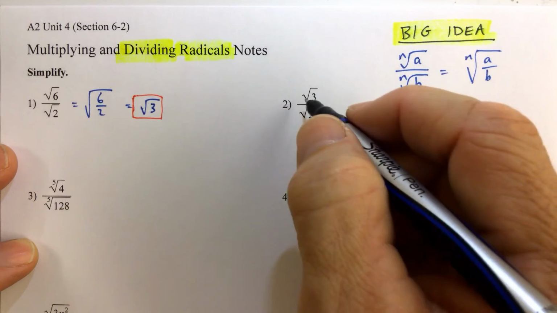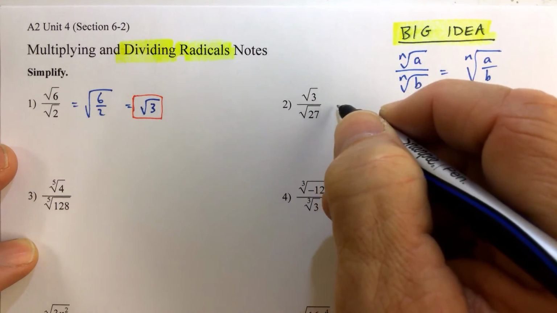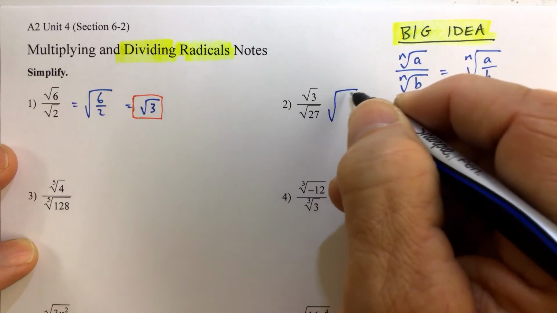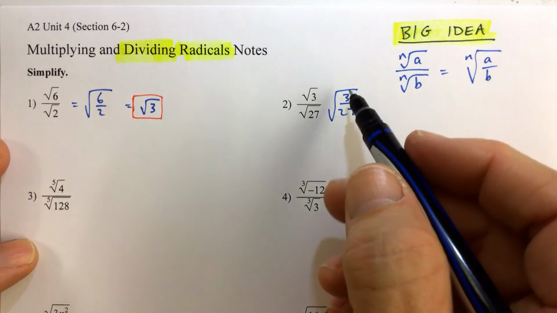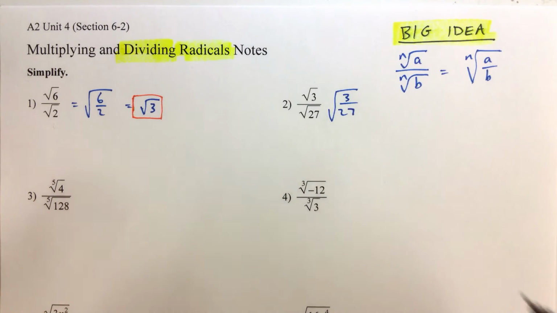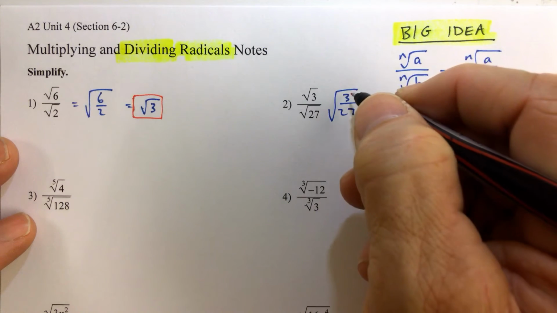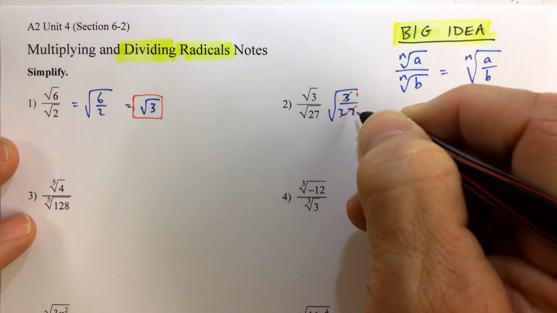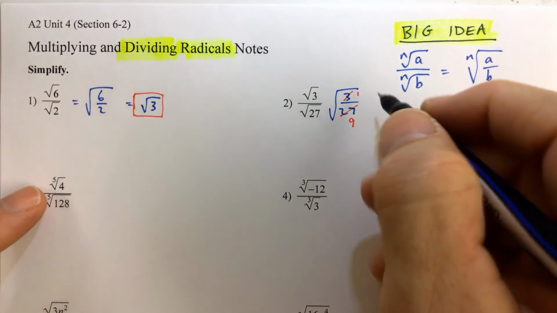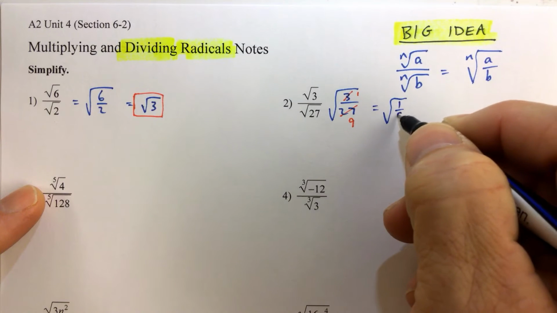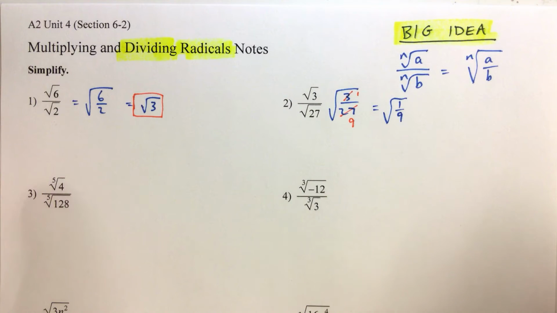For number 2, we have the square root of 3 over the square root of 27. Well, using our big idea, we know we get to combine what's underneath the radical. And anytime you have a fraction, like 3 divided by 27, you are certainly allowed to simplify that fraction. We know that 3 goes into 3 one time and 3 goes into 27 nine times. Now under the radical we have 1/9, so we have the square root of 1/9. We can look at this as 1/3 because 1/3 times 1/3 is equal to 1/9.